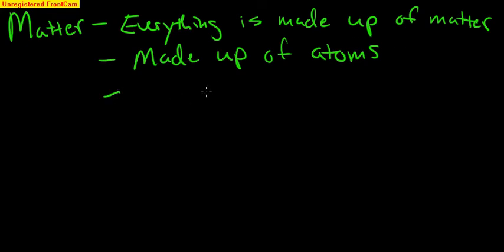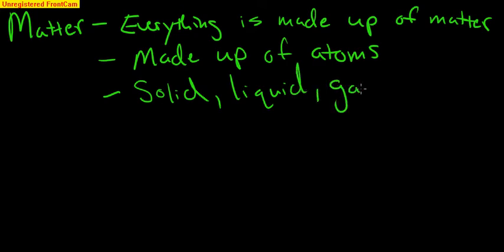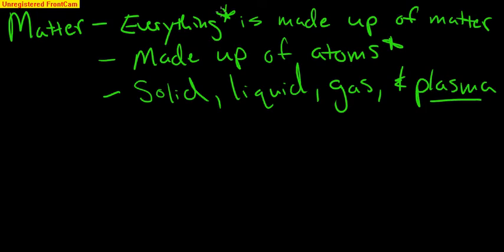And of course, matter can be in a few forms: a solid, a liquid, a gas, and a plasma. And the plasma is like outer space stars, so you don't really need to focus on that. But you need to know that matter is made up of atoms, and everything is made up of matter.